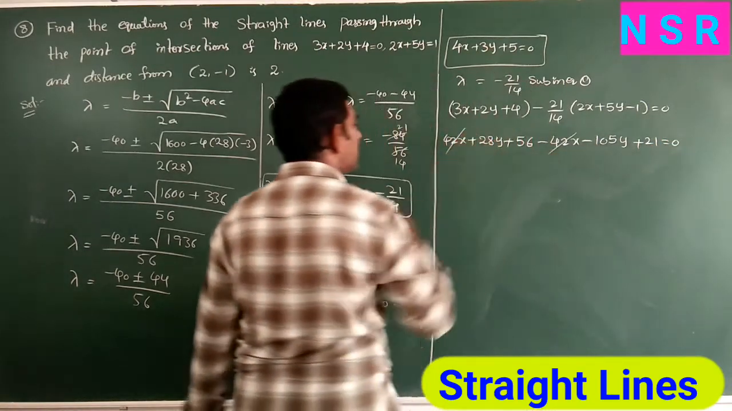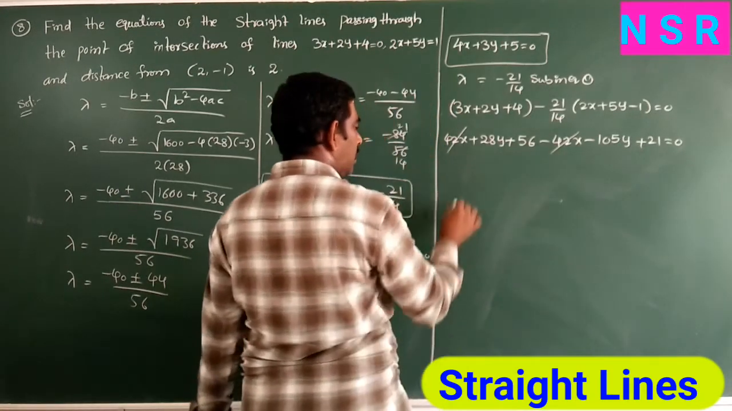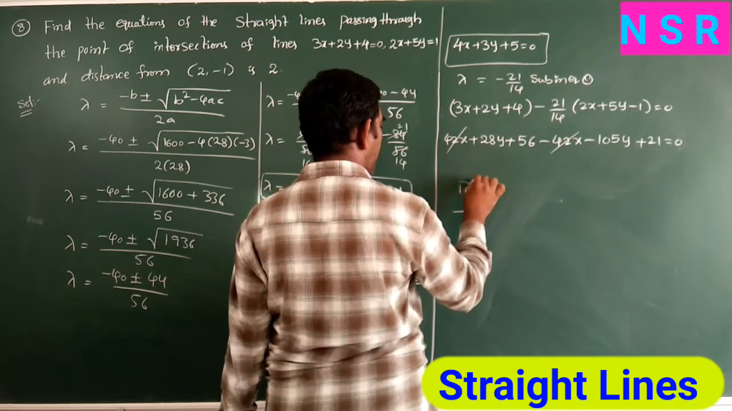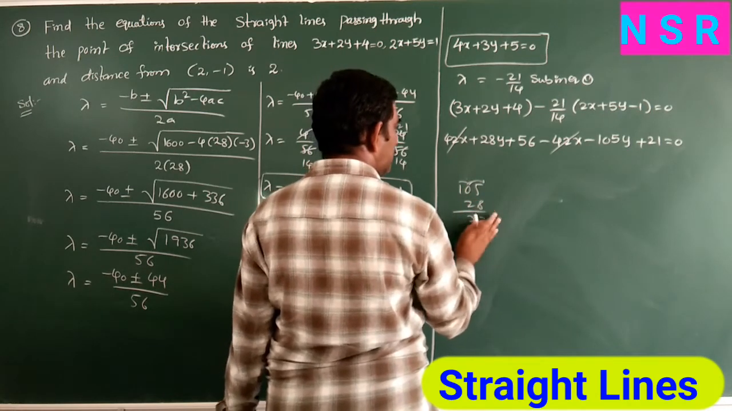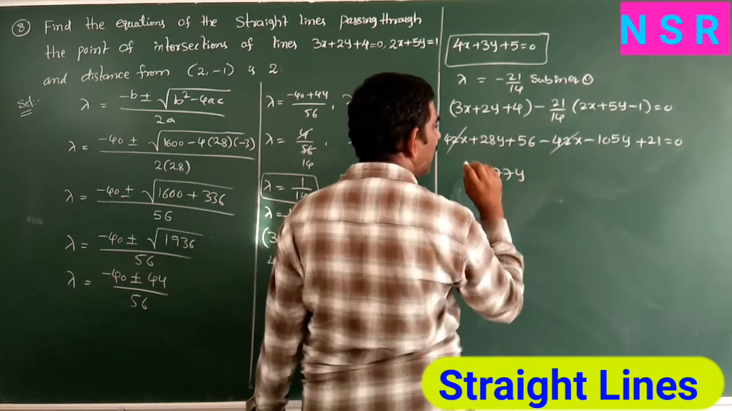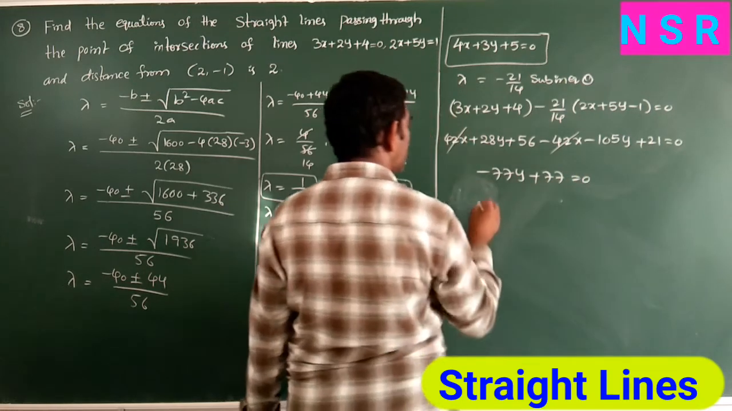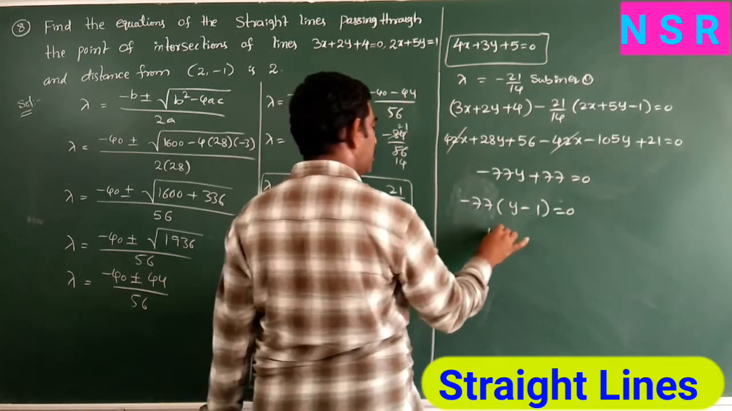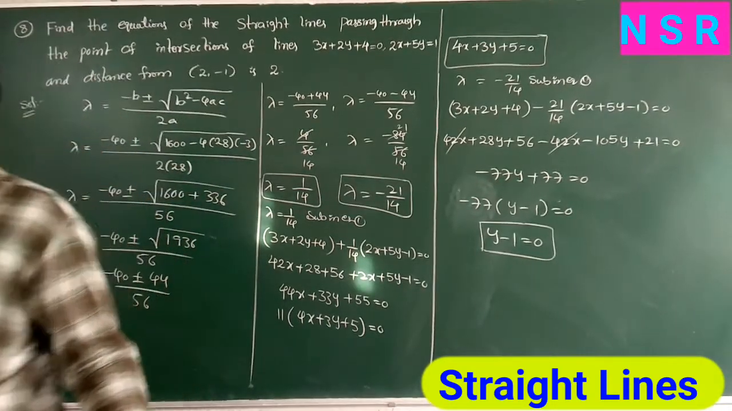So plus 42x minus 42x get cancelled. Now 28 minus 105, that is minus 77y. Take minus 77 common, you get y minus 1 equal to 0. This is our second straight line.